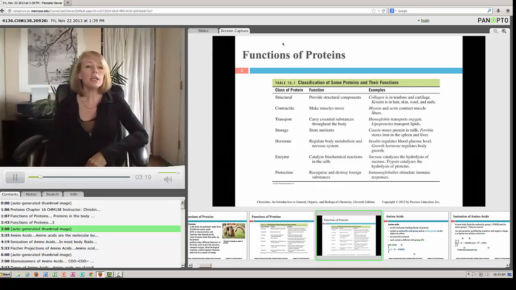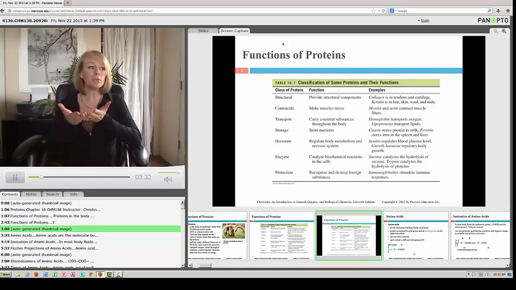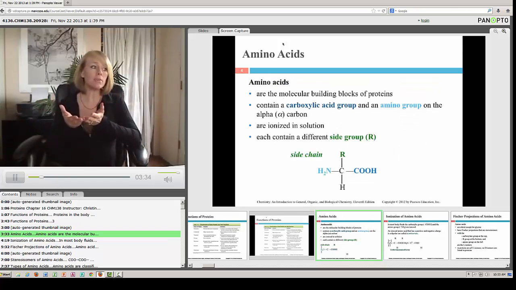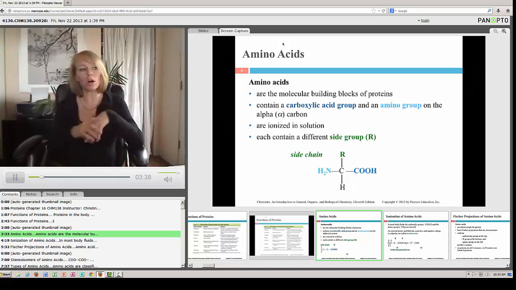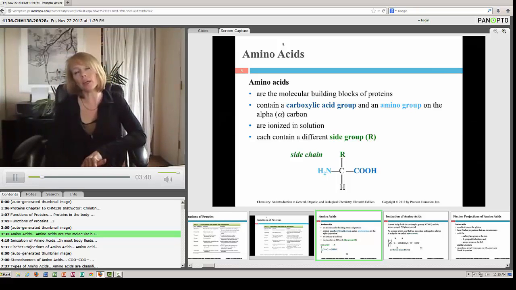The generalized structure of an amino acid is that it has a carboxylic acid group on one side and an amine group on the other side. And then the carbon that's between the carboxylic acid and the amine will contain what we call the side group, or they also term it the R group. And it's the R group that actually defines what the characteristics of that amino acid are.